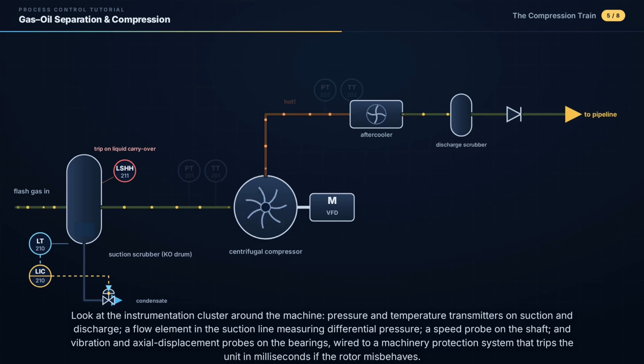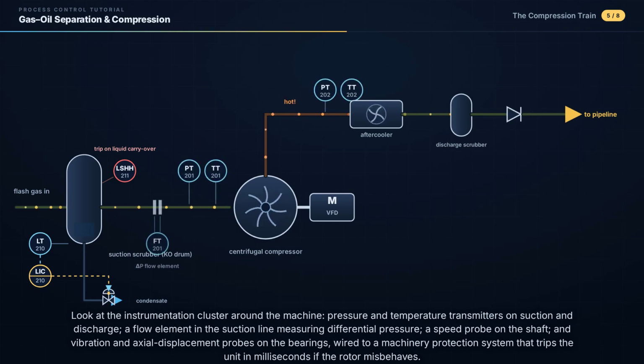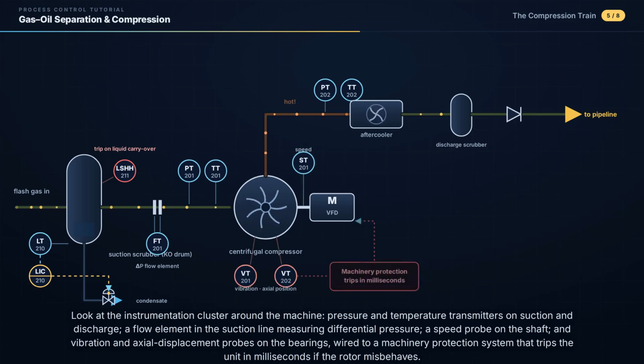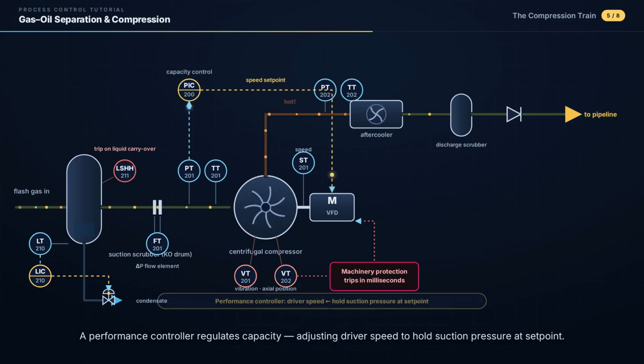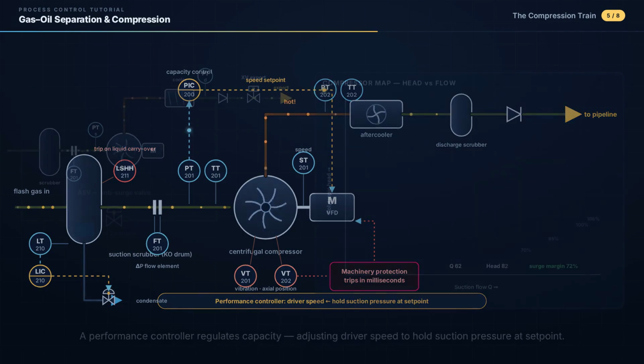Look at the instrumentation cluster around the machine: pressure and temperature transmitters on suction and discharge, a flow element in the suction line, measuring differential pressure, a speed probe on the shaft, and vibration and axial displacement probes on the bearings, wired to a machinery protection system that trips the unit in milliseconds if the rotor misbehaves. A performance controller regulates capacity, adjusting driver speed to hold suction pressure at set point.